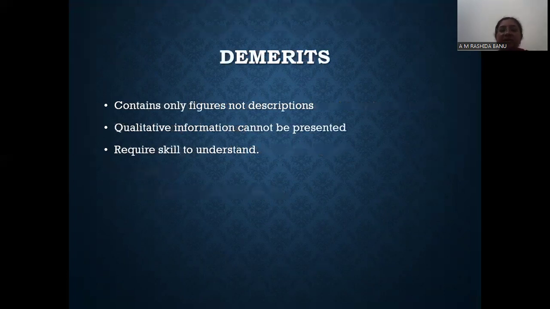Then coming to the demerits here. So here only figures are available without any description. The qualitative information cannot be presented, and it requires skill to understand the data. The layman cannot understand the data as such.